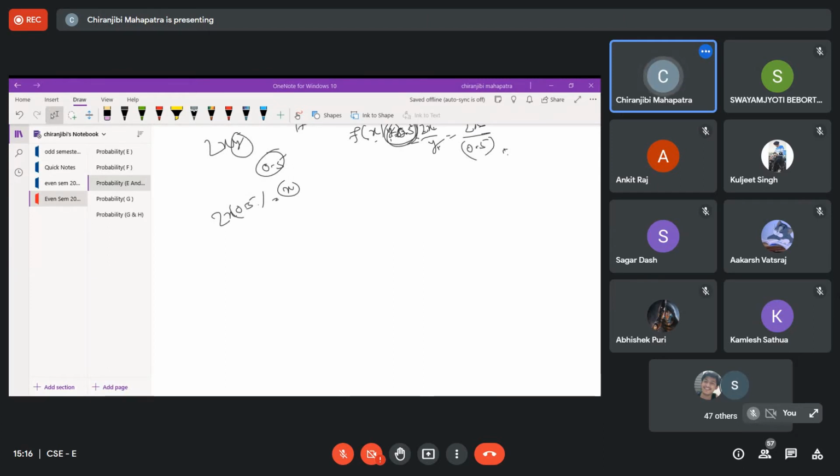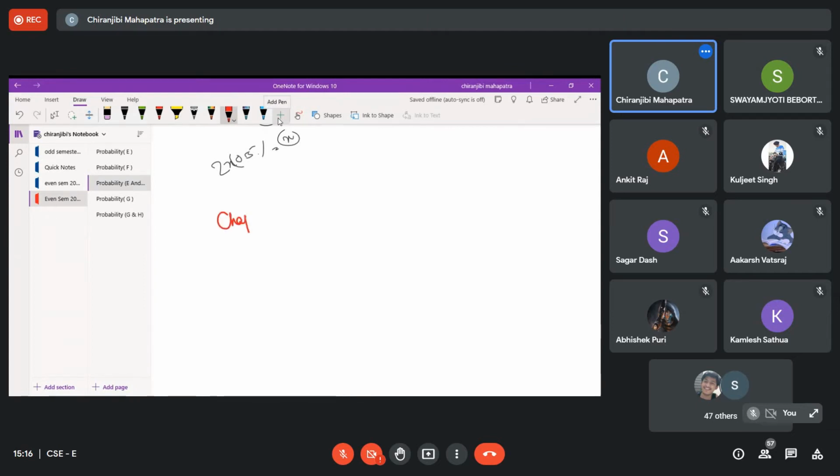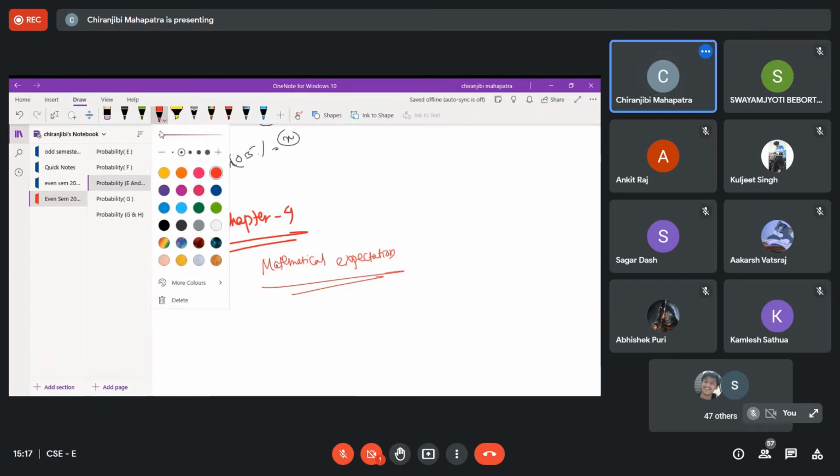So this chapter is finished. Now let us go to the next one, chapter 4, that is the mean or mathematical expectation. The next topic is mathematical expectation. Okay. So first thing is the mean of a random variable.